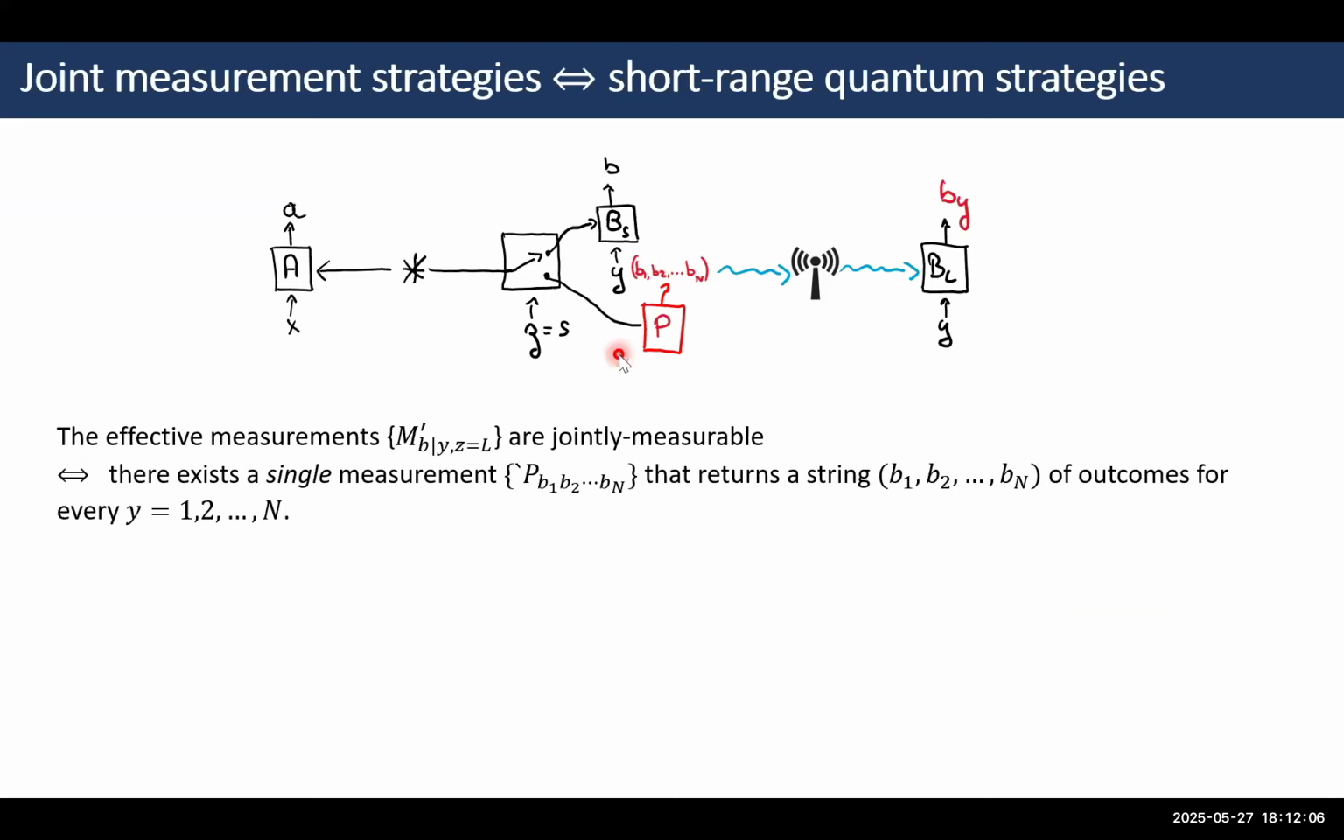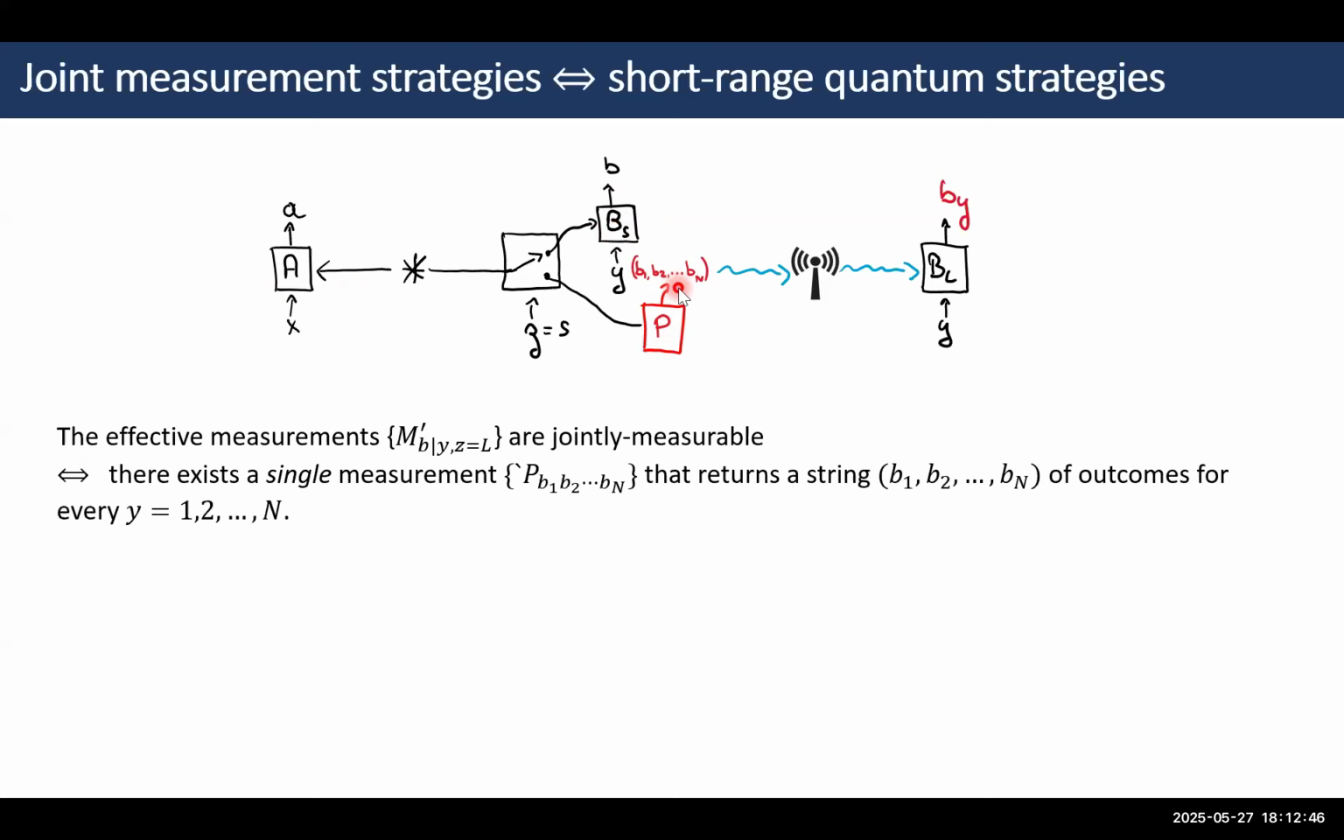But now this is quite nice because it means that the short-range quantum correlations in routed Bell experiments are the same as the correlations in a standard Bell experiment involving Alice and the measurements on this short path Bob device, but where we added an additional measurement with more outcomes.